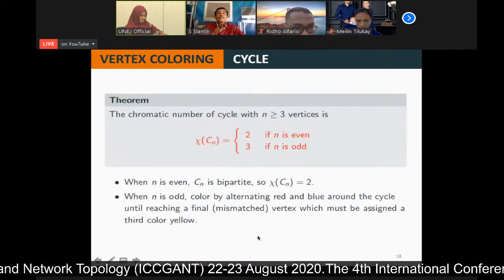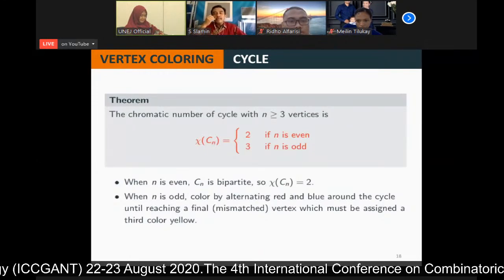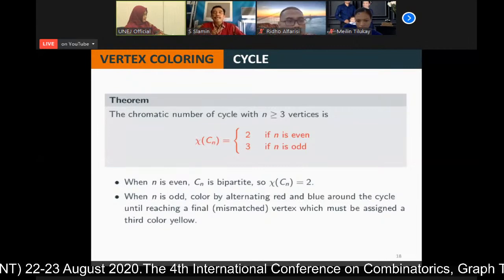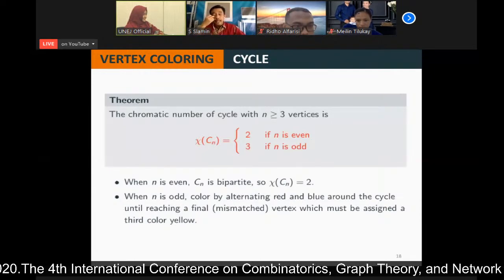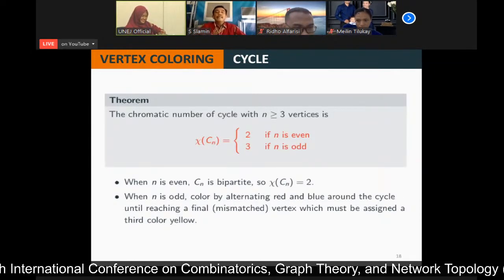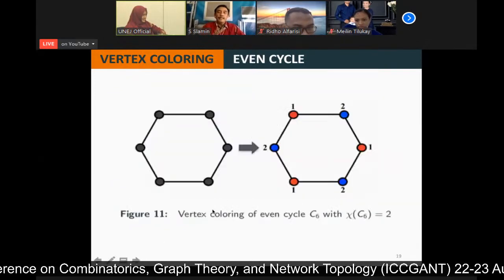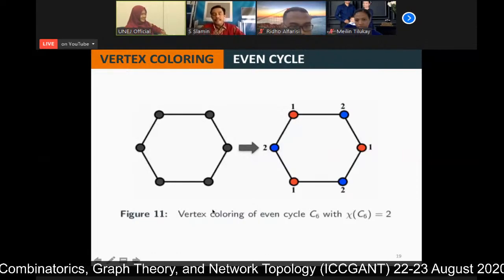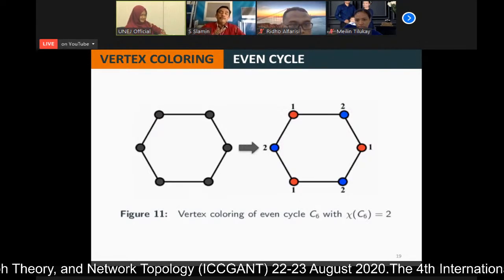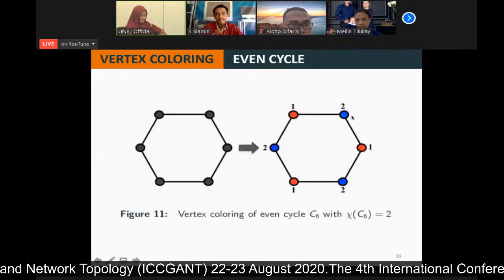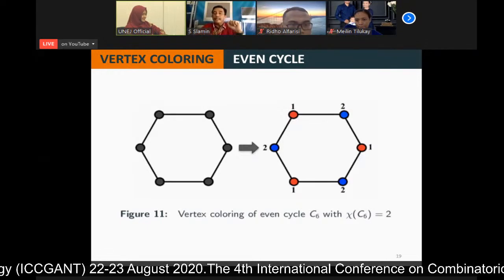Okay, the last thing is the cycle. The chromatic number of a cycle with n vertices, where n is greater than or equal to 3, is 2 when n is even, and 3 when n is odd. I think it is simple to prove that. You can just give alternating colors to the vertices of the cycle. The even case is easier, we can have a pair of blue and red colors.